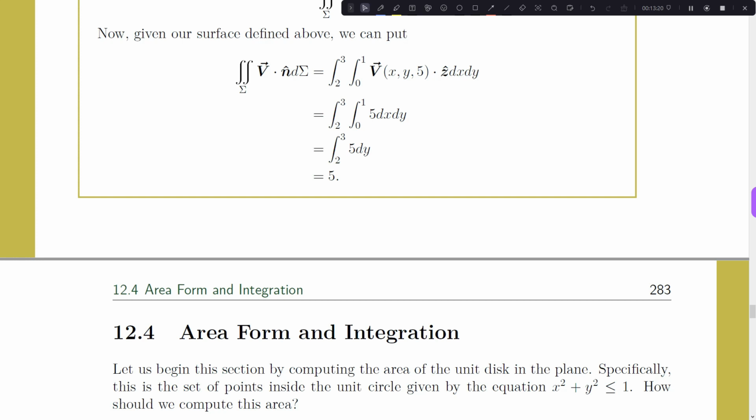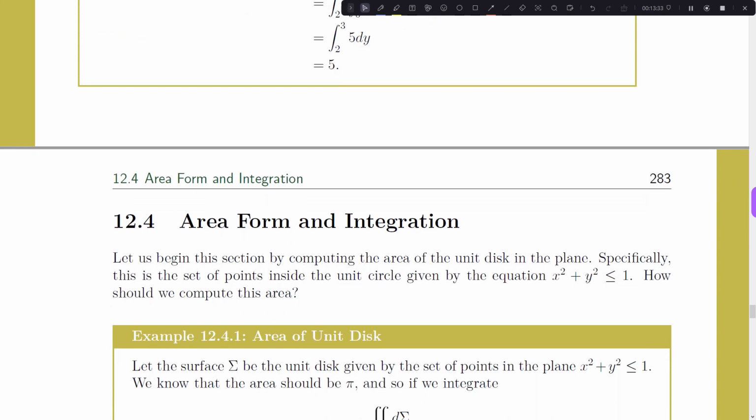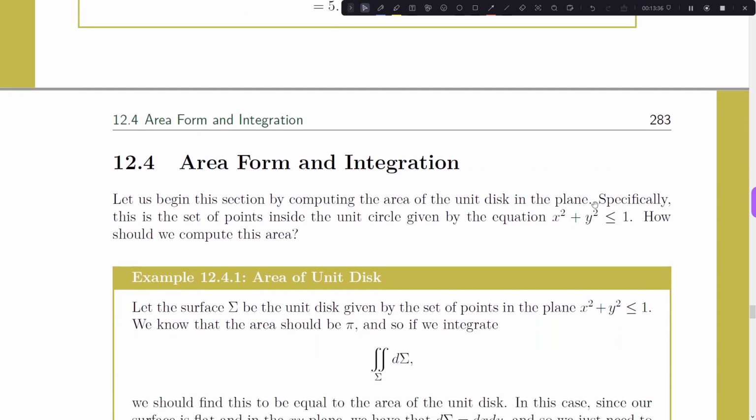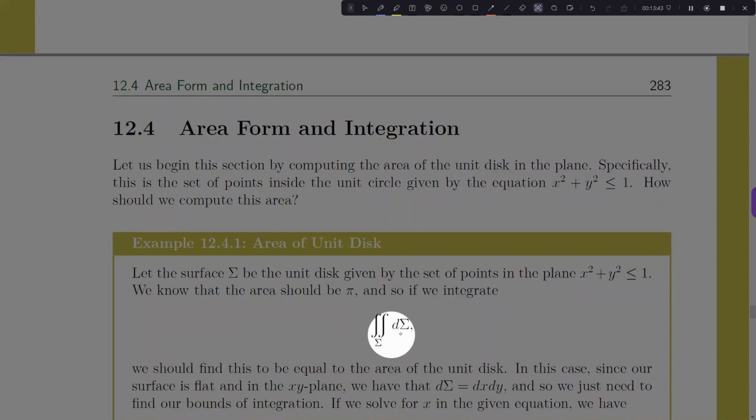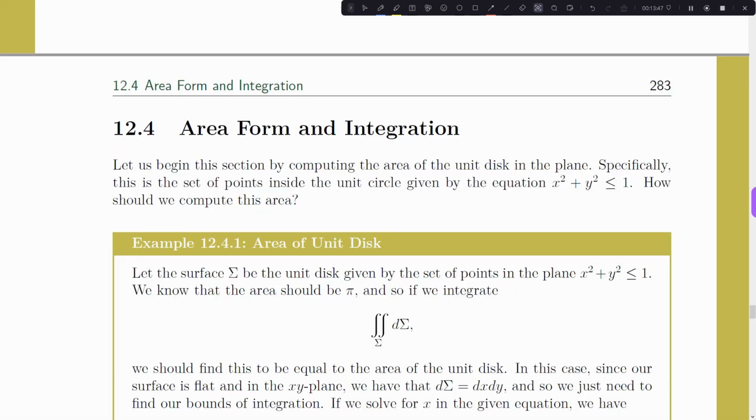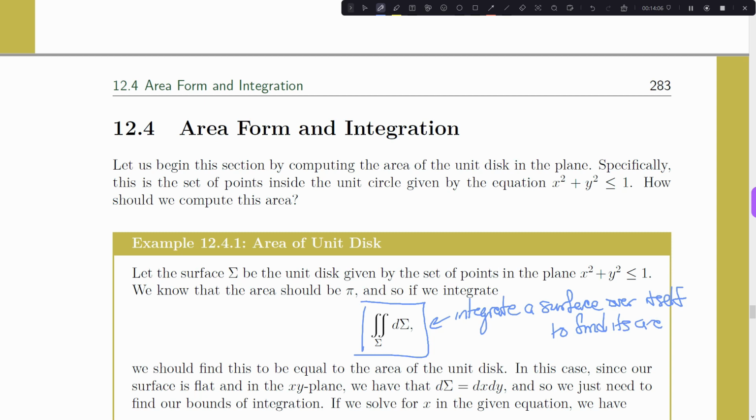We could assign each point on the surface a number, and then we would add all of those numbers up. There are some cases where you could get quantities that are non-surface area quantities, but the surface area is the simplest one, right? So let's just look at the first example really quick. Basically what we want to think here is that we're just integrating over a surface. We're integrating a surface over itself. That's what this describes. Integrate a surface over itself to find its area.